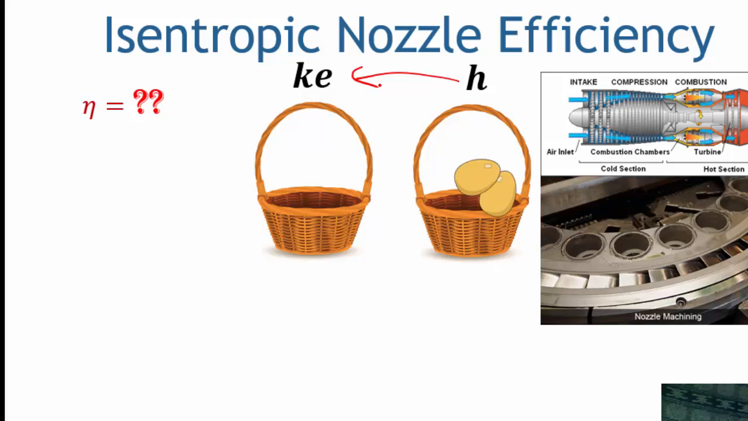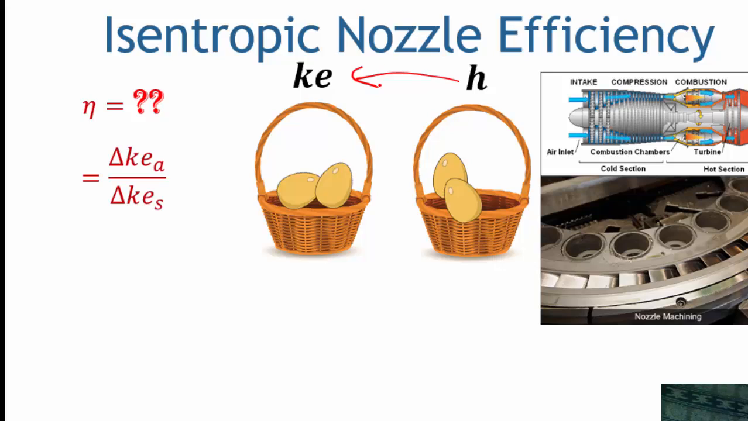The way I like to think of it is, I have a bunch of enthalpy eggs that are going into my nozzle, and then my nozzle is going to convert some of that to kinetic energy. So I can take one of my enthalpy and turn it into my kinetic energy. And if I had a more efficient nozzle, I'd be able to convert more and more of my enthalpy into kinetic energy. And so there's going to be some maximum amount of kinetic energy I can get, and that would be the isentropic nozzle. So that's how we're going to define our efficiency.